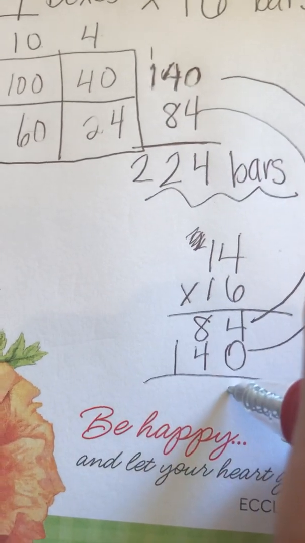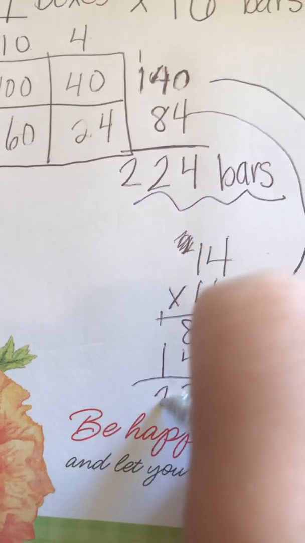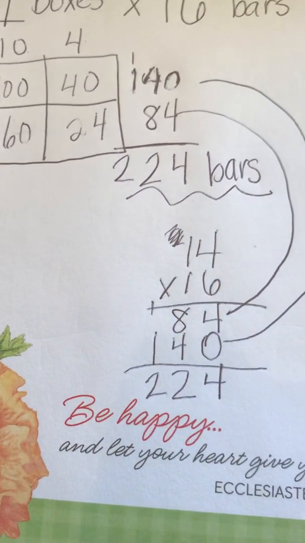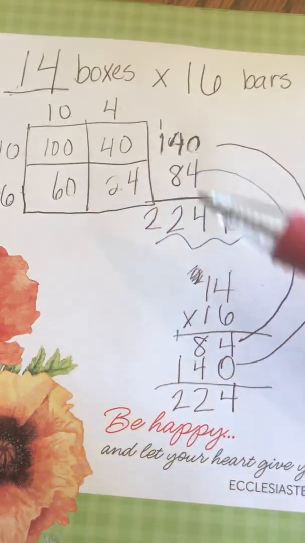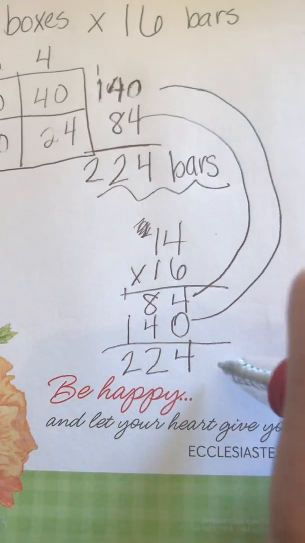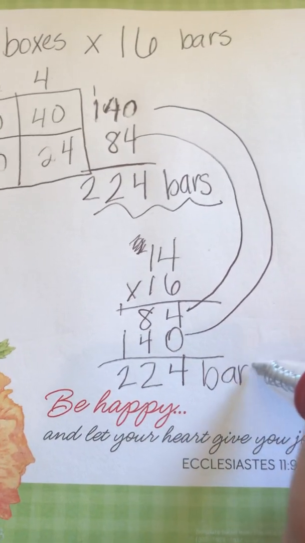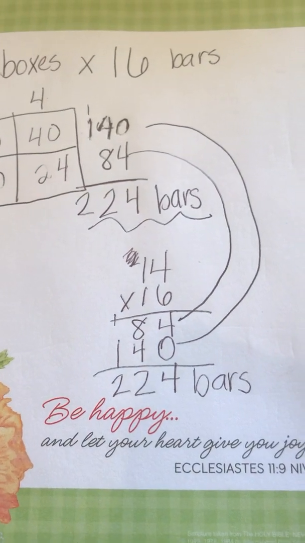So then I'm going to put these two together. And I end up with the same answer as expected, 224. So you can see we can either use the area model or the algorithm, and we get the same answer of 224 Nutri Grain bars. So I really appreciate Kellogg's making this donation.